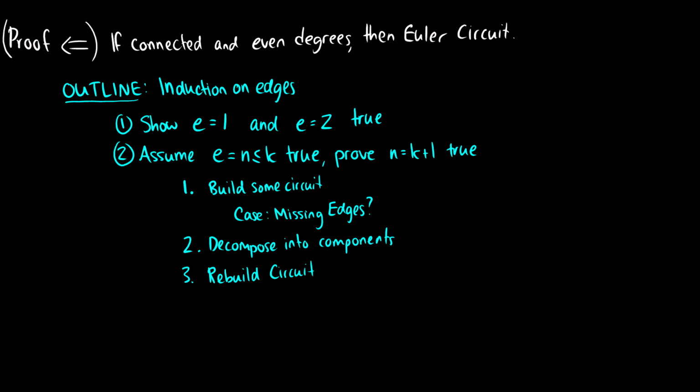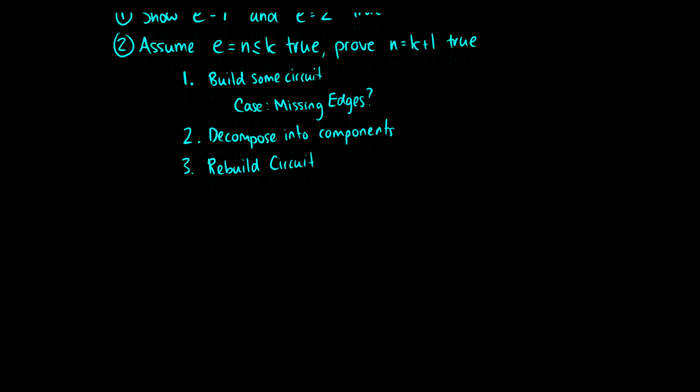So let's do the base case. We have to show that when the edges are equal to one edge or two edges, it's true. So let's let e equal 1. If there's one edge, then we're going to have a loop. So we can go all the way around, and that's an Euler circuit.